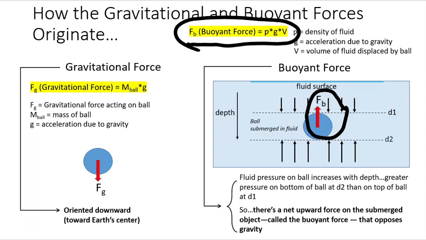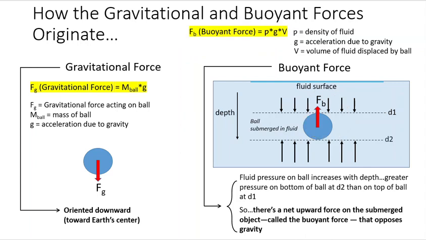The buoyant force is just equal to the density of the fluid. In this case, not the density of the ball, but the density of the fluid the ball is submerged in. And we're going to multiply that by the acceleration due to gravity and also by the volume of fluid displaced by the ball. Now in this case, because the ball is entirely submerged in the fluid, the ball is completely underwater here in that right-hand diagram, the volume of fluid displaced by the ball would just be equal to the volume of the ball itself.